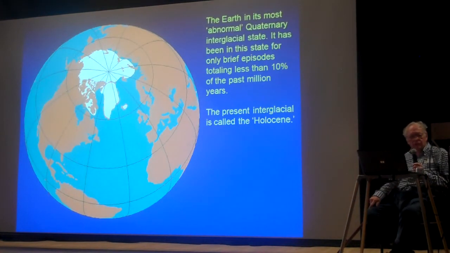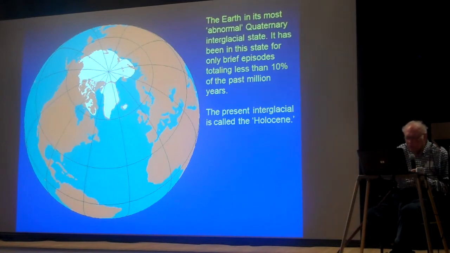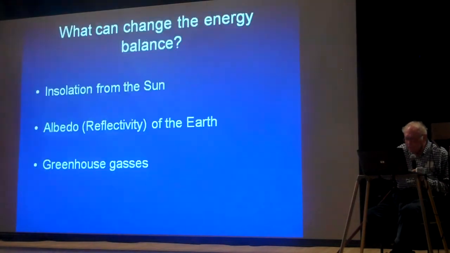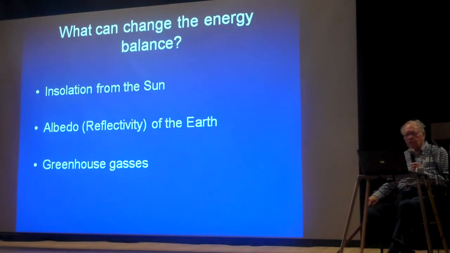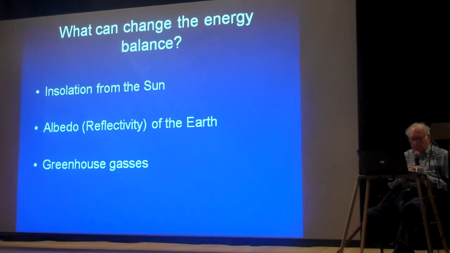This is the interglacial state. The Earth spends very little of its time in this, only 10,000 years at a time, and that's what human civilization has developed in. Now, what can change the energy balance and cause these changes in the condition on the Earth? Well, changes in the insolation from the sun, the albedo, reflectivity of the Earth, and greenhouse gases.